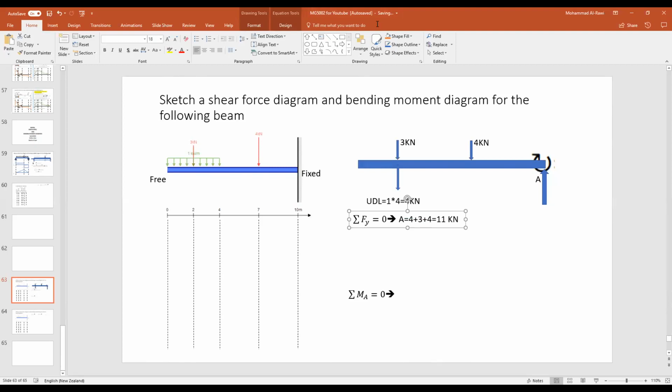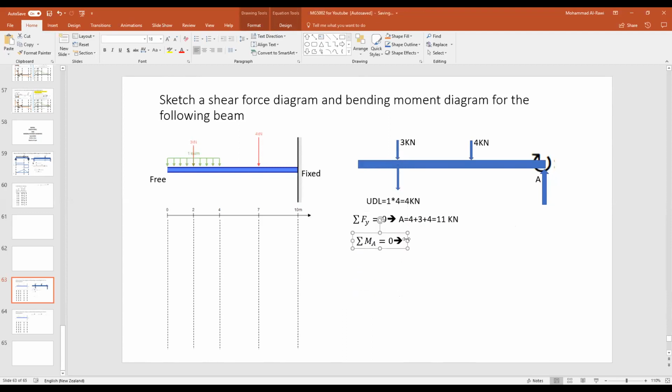Now, let's see the chats. Do we add the 3 kilonewton force and the UDL? No, I prefer you separate them because you will confuse yourself. So don't add them together. If you add them, you will not get the effects of the UDL on the shear force diagram. Remember, a UDL will always get a slope, and the point load will get a vertical line. So if you add them, how do you distinguish that? So I will avoid adding them.